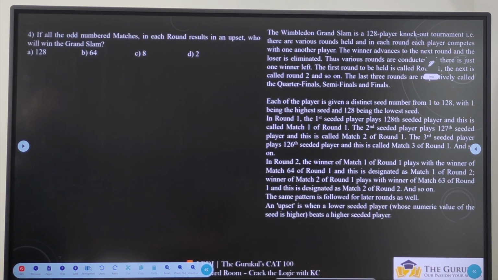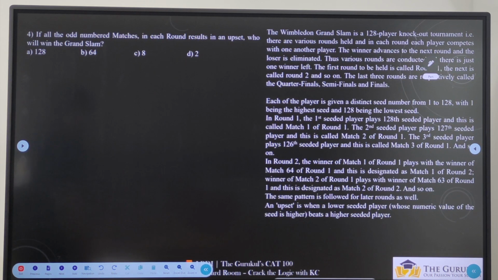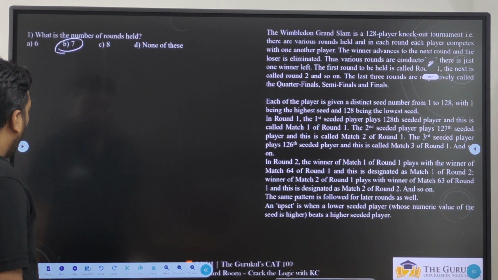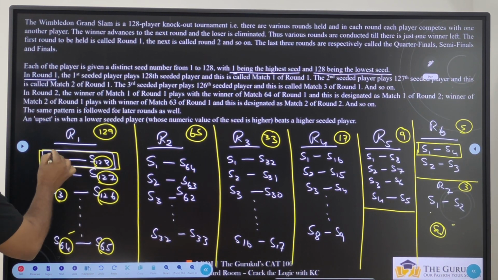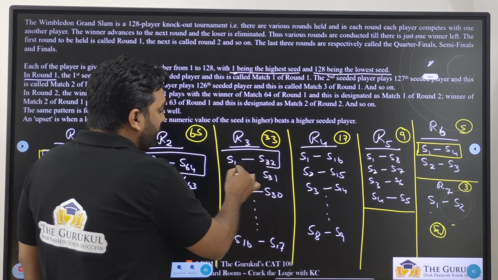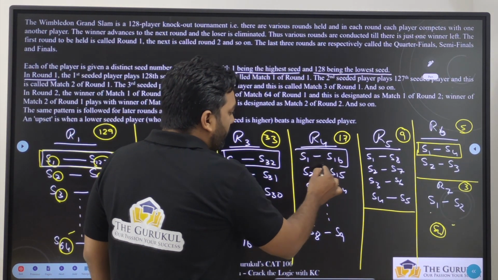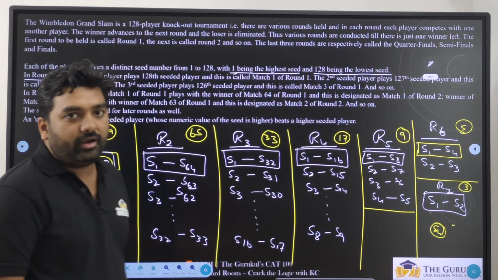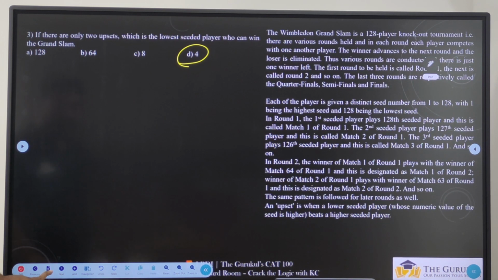Next, if all the odd numbered matches in each round result in an upset, who will win the Grand Slam? All the odd numbered matches. Perfect. Look at this one. If all the odd numbers are upsets, so this is an upset, 128 will go here. Instead of S1, I'll have S128. 128 and 64 will play, upset. 128 and 32 will play, upset. 128 and 16 will play, upset. 128 will play, upset. 128 will come here. It's an upset and 128 will win the match. So if all the odd numbered matches are upsets, then 128 will win the tournament.